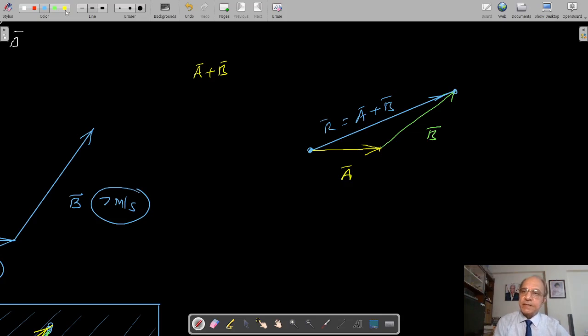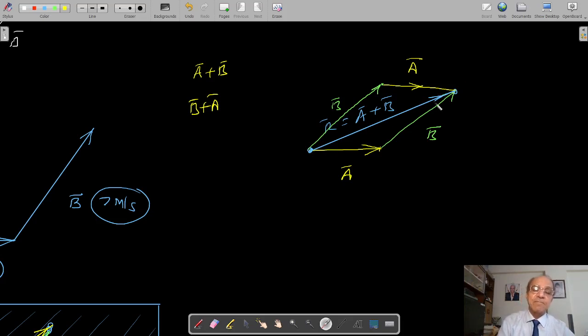Instead of A plus B, I can also write B plus A. So first I start with B. This vector is B. B ends here. Then from here I write A. Again, the final result is the same. So whether I do A plus B or B plus A, the end result is the same.